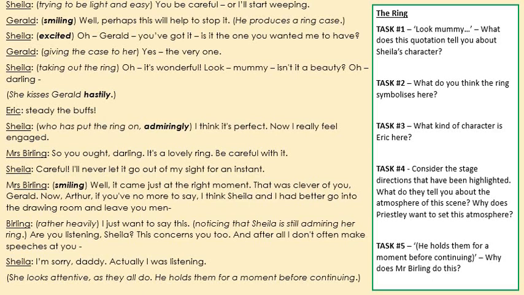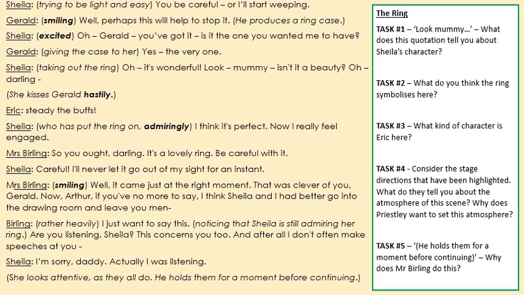Sheila takes out the ring and says, "Oh, it's wonderful. Look, Mummy, isn't it a beauty? Oh, darling." She kisses Gerald hastily. Eric says, "Steady, boss." Sheila, who is looking at the ring, says, "I think it's perfect. Now I really feel engaged." And Mrs. Burling says, "So you ought, darling. It's a lovely ring. Be careful with it." And Sheila says, "Careful? I'll never let it go out of my sight for an instant."